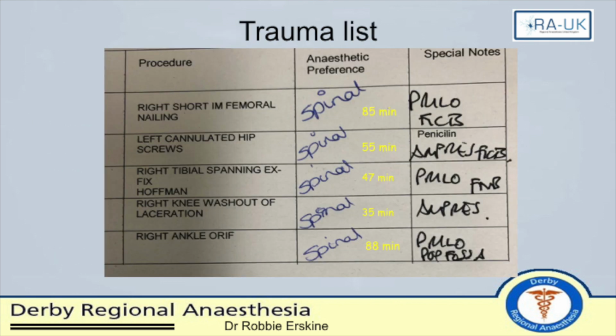This is my trauma list. This is real anesthesia from Sunday afternoon this week. Short femoral nail, cannulated hip screw, tibial spanning X-fix, washout of a knee laceration, and fixation of an ankle. And you can see I used Prilocaine for the first one, chloroprocaine, Prilocaine for the third, chloroprocaine for the fourth, and Prilocaine for the 5th case. You can see I've written some blocks down as well. I always make sure that I have a block in place to take over from my spinal when it wears off. And those are the lengths of surgery we achieved. Some were done by trainees and some were done by the consultant. So this is real life.